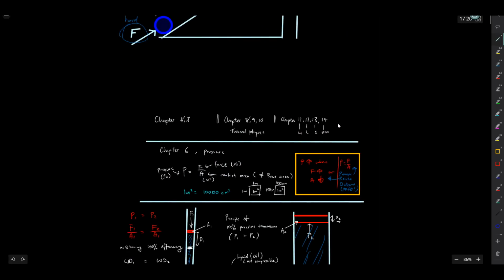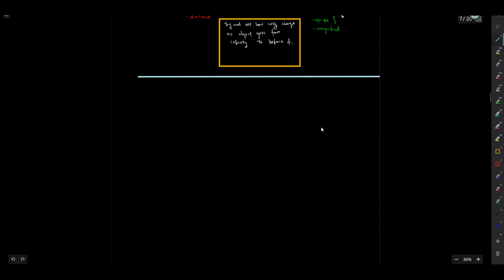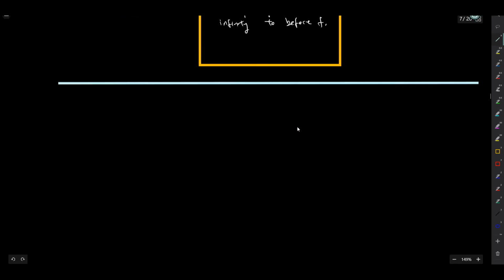So we are done with almost everything. Now we're left with sound and EM wave. We are on track, we are on time. Good. So I'll go through the smaller chapter first, which is EM wave. With EM wave, you just need to know a few things.